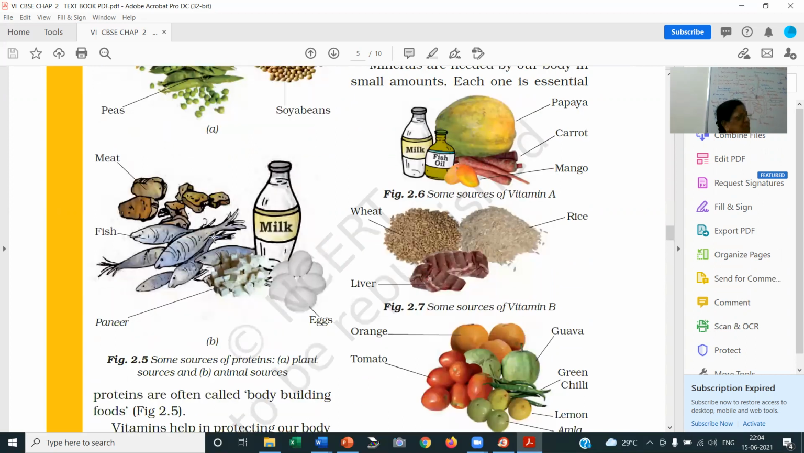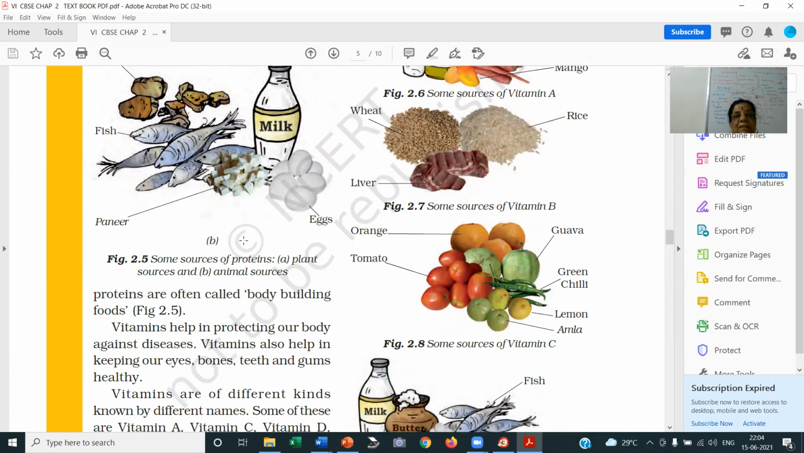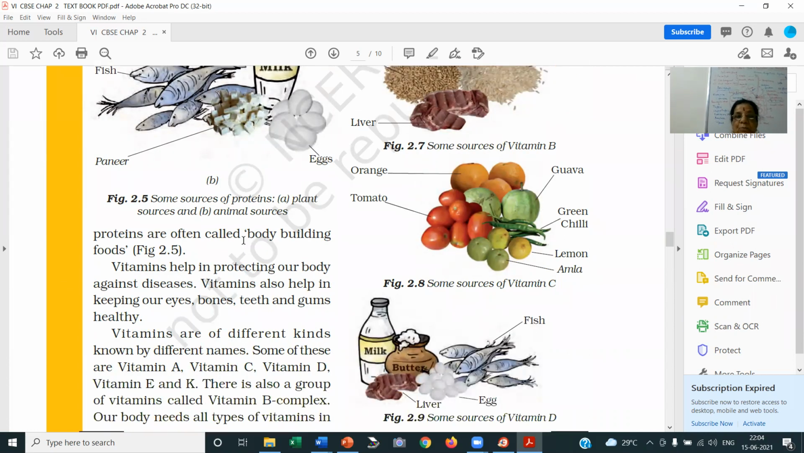Whereas animal sources are paneer, fish and egg. These are all protein animal sources. Okay, and they are called body building food.